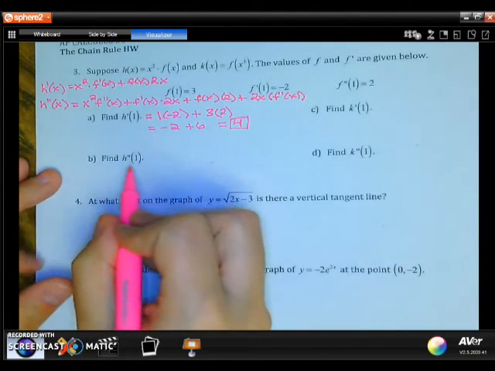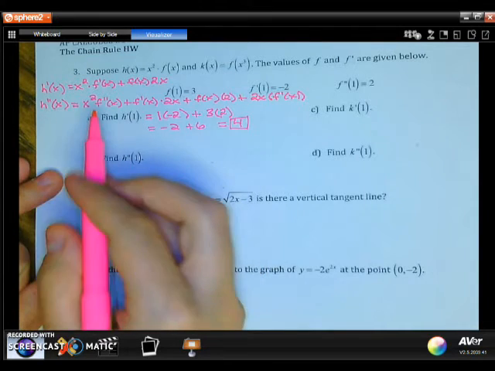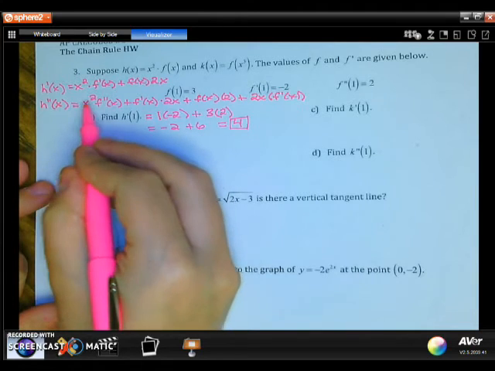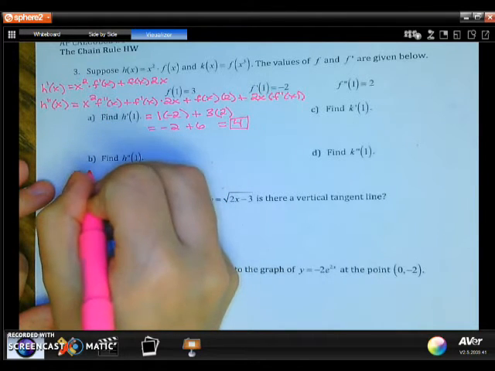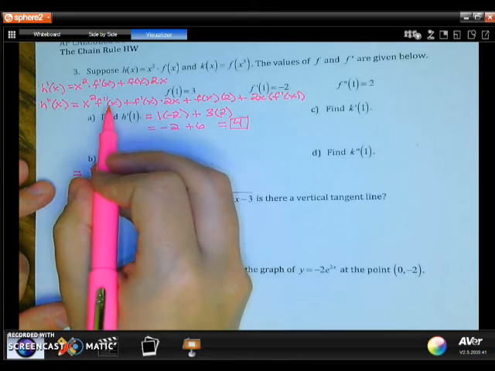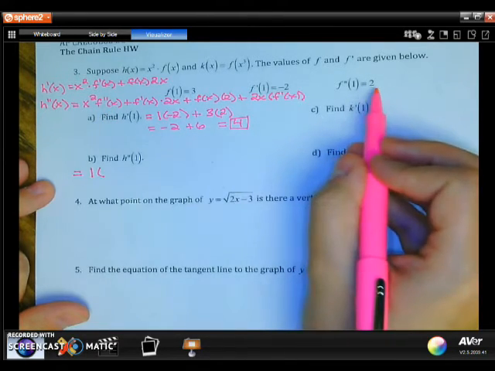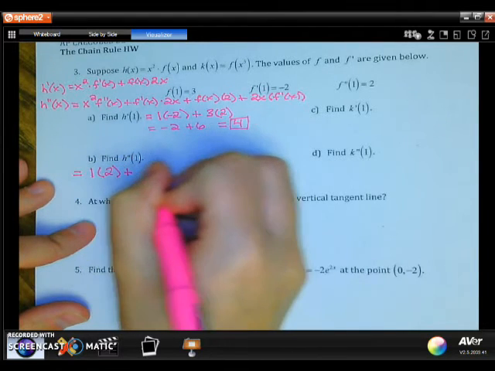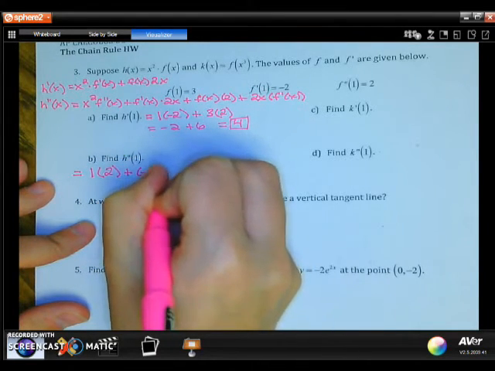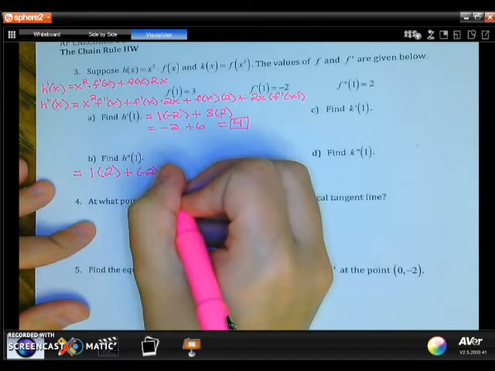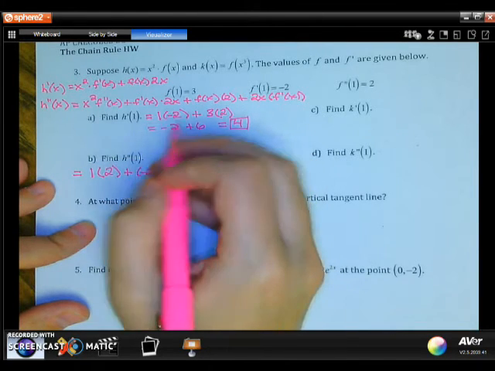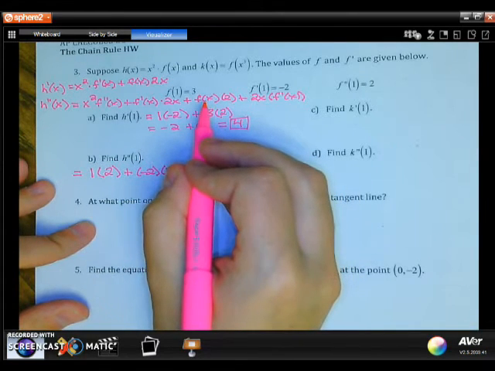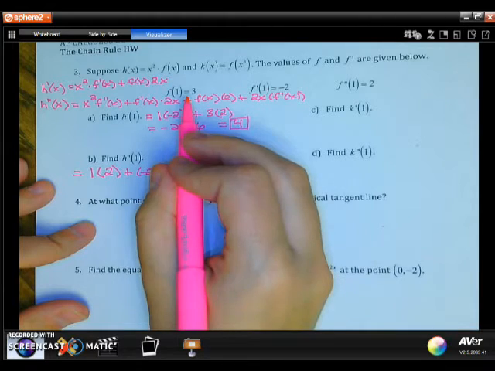Okay, so now for this h double prime here, I'm going to plug in a 1 for all of those things. So when I plug that in, 1 squared is just 1. Then when I plug in a 1 here, f double prime of 1 is 2 according to this. Plus f prime of 1 is going to be a -2. And when I plug in a 1 there, I just get 2. So now I'm over in this section here. If I plug in a 1 there, f of 1 according to this is a 3.